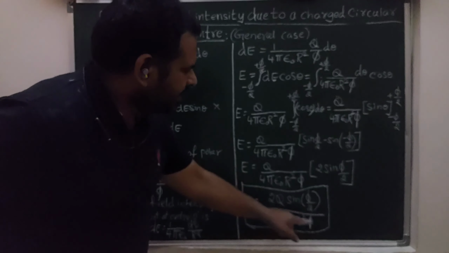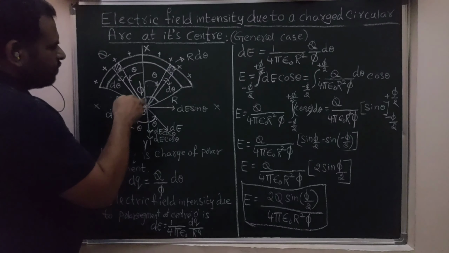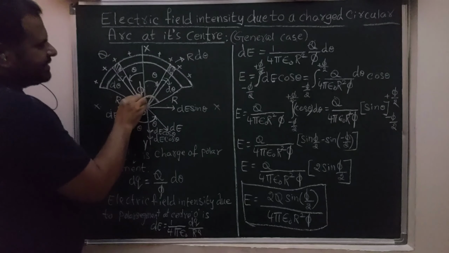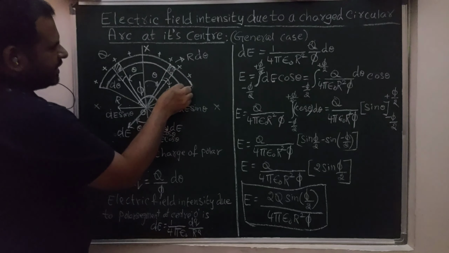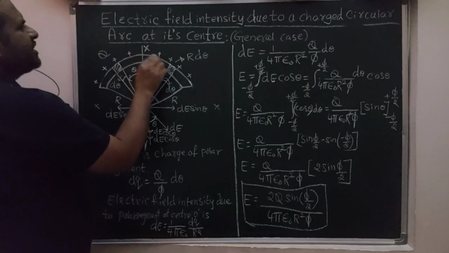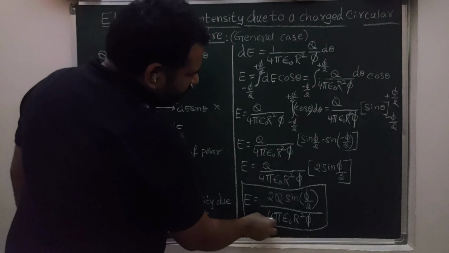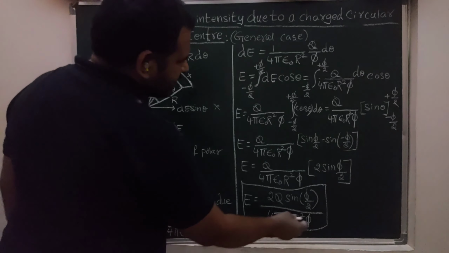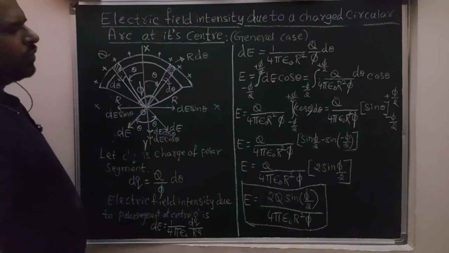So here what is phi? Phi is nothing but the total angle, from here to here. The angle made by the arc at its center is phi. Next, r is nothing but the radius of the arc. Q is nothing but the total charge on the arc. Next, 4π epsilon naught is a constant, where epsilon naught is the permittivity of free space. So r is the radius, phi is the angle, Q is the total charge. This is the general expression.